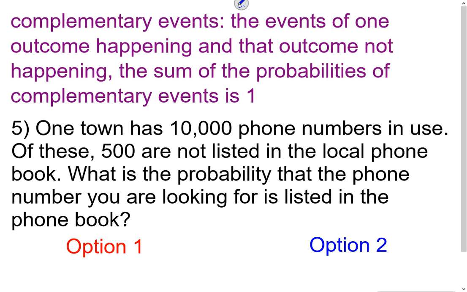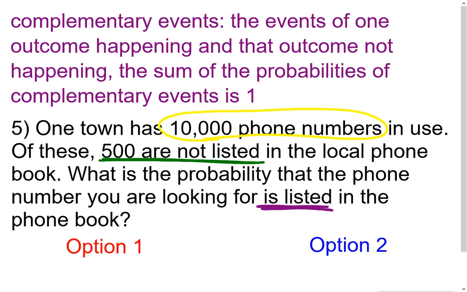So I'm going to highlight a couple things. The first thing that I'm going to highlight in this one is right here. There's 10,000 phone numbers that are in use. Now, the next part is there are 500 not listed. The piece that we're looking for then is, notice here it says, what is the probability that the phone number you are looking for is listed? So we want the probability that it is listed. And I have two options down here because there's two ways to go about solving this problem.